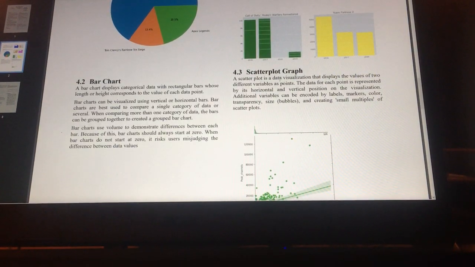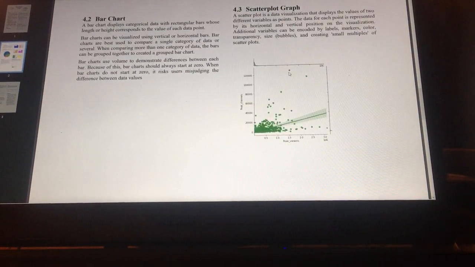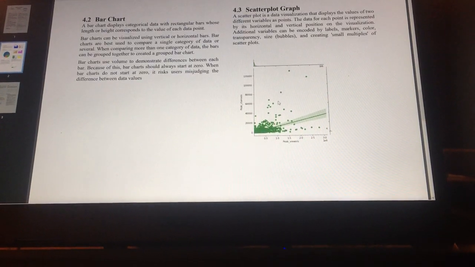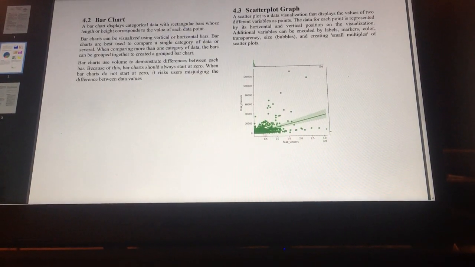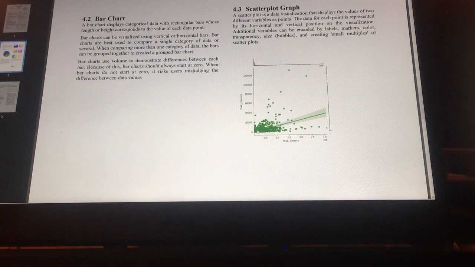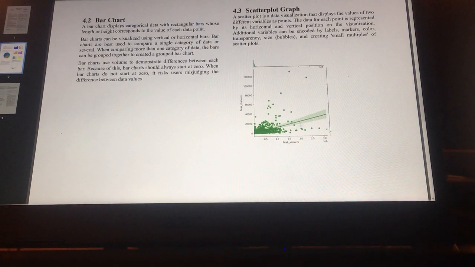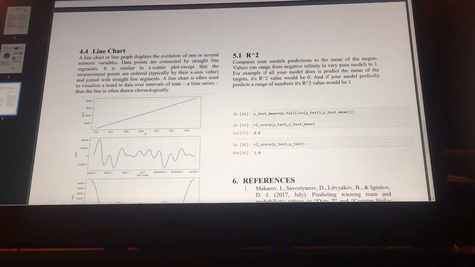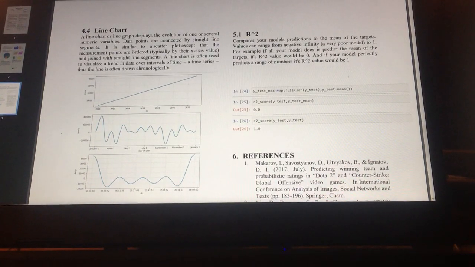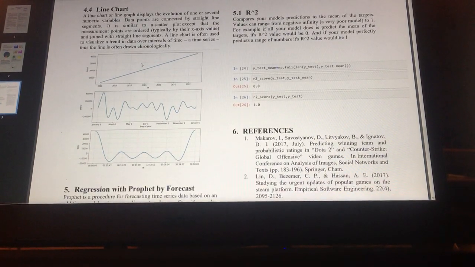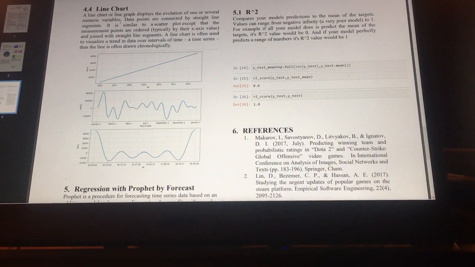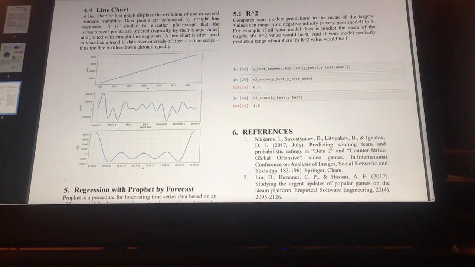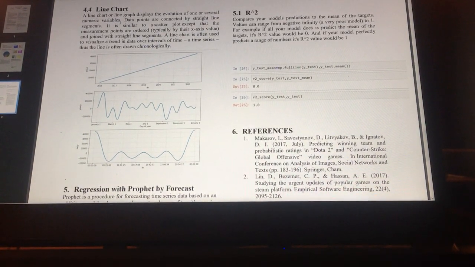Our third method is the scatter plot graph. This is my favorite because of these dots, where they gain density, and this line shows us the project's destination. Our fourth method is the line chart. This is a well-known method. A line chart or line graph displays the evolution of one or several numeric variables. Data points are connected by straight line segments.